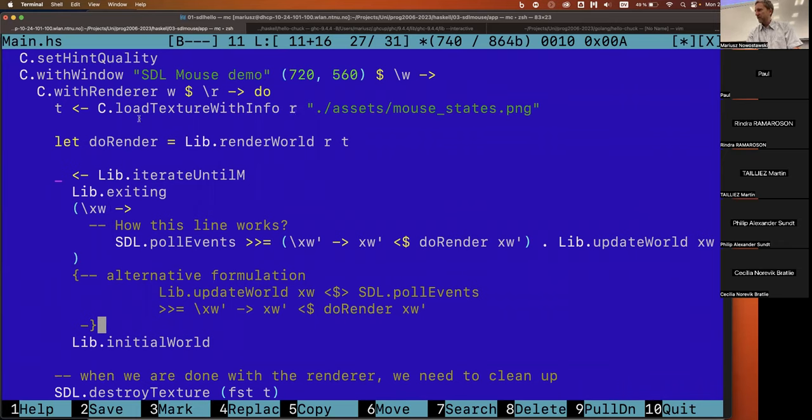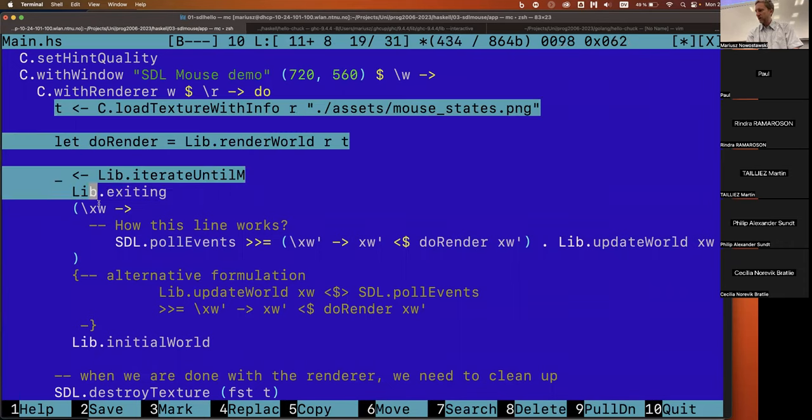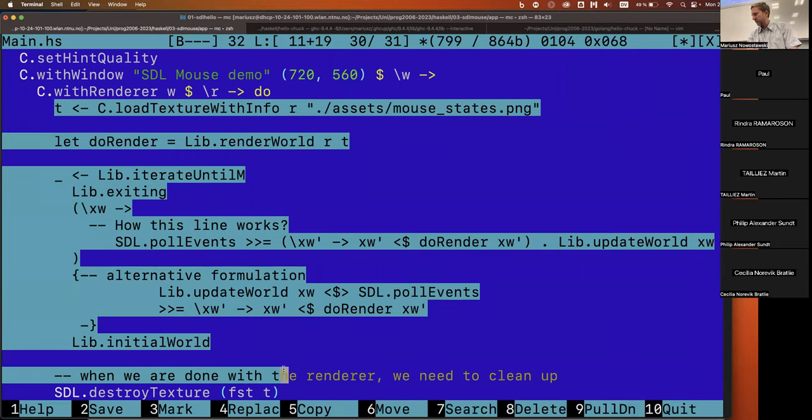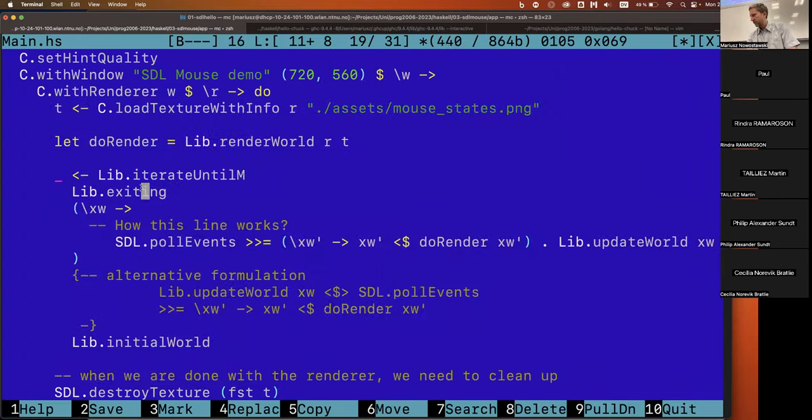So what we're doing here? We're loading the texture with info. We are preparing the do render function. And then we have the main loop. Same as we have in Rust, we have the main loop which does that forever until the exiting function tells us to stop, right? And this structure here is quite simple. So we're doing this until we want to quit. And then when we quit, we destroy the texture.